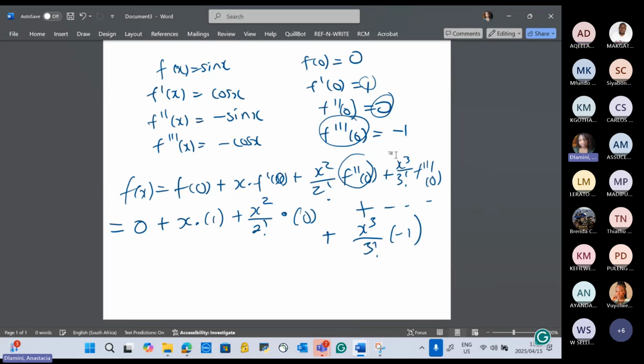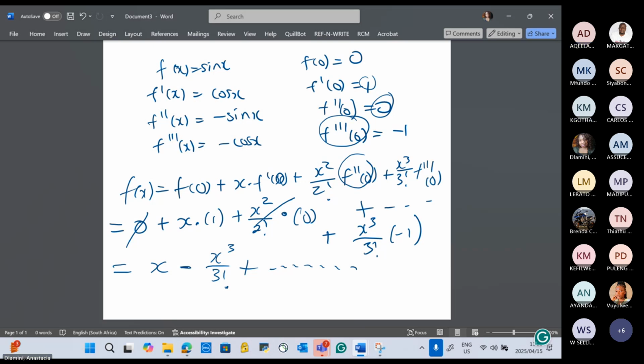So then this is equal to 0, x, 0, plus, did I miss something? x to the power of 3 over 3 factorial. There should be a minus there, ma'am. Yes, minus. Are we all okay there?